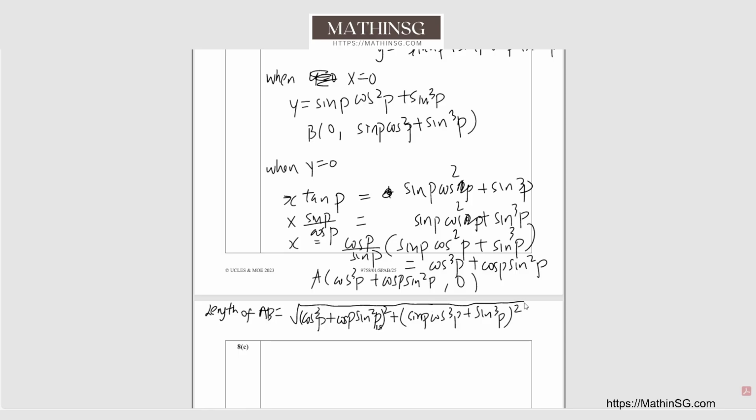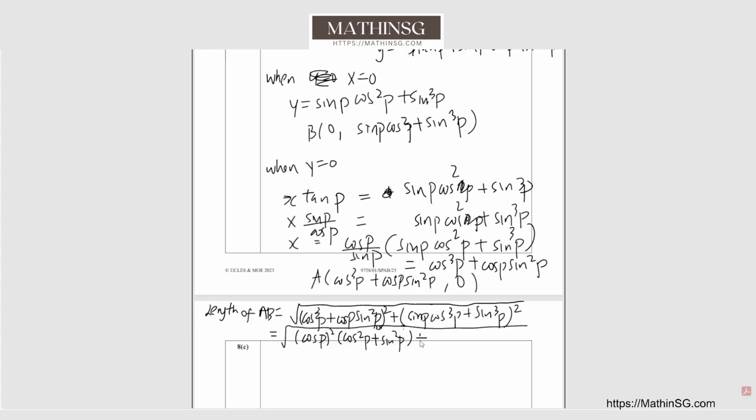Okay. So what we can do now is basically factorize it, right? So what I'll do is I will factorize cosine out. So if I factorize cosine p out, there's a square, so I still need to give it a square. Then what I'll be left with is cosine squared p plus sine squared p. And I know that is equal to 1, right?